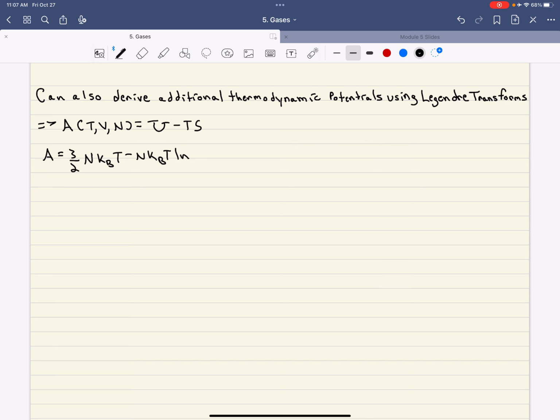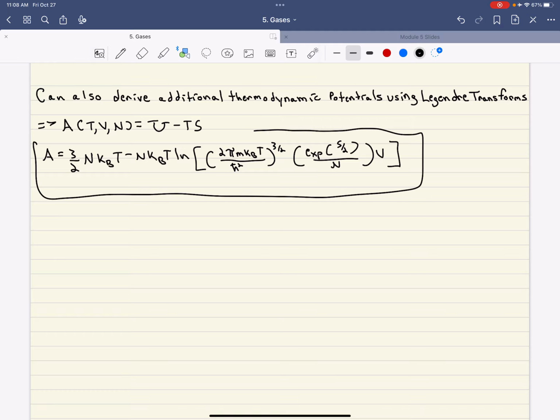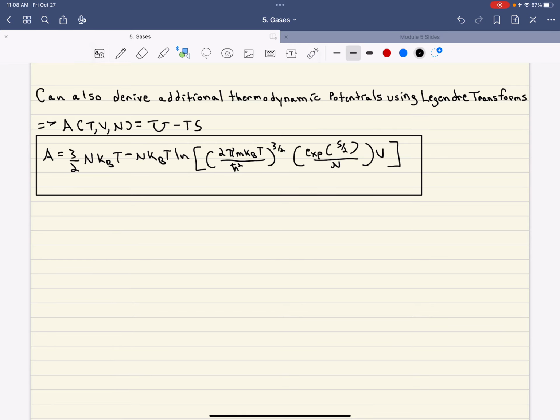Natural log of 2 pi m kBT divided by Planck's constant squared to the 3 halves. Then we have our exponential of 5 halves divided by n times v. Right? So this is how we could calculate the Helmholtz energy.